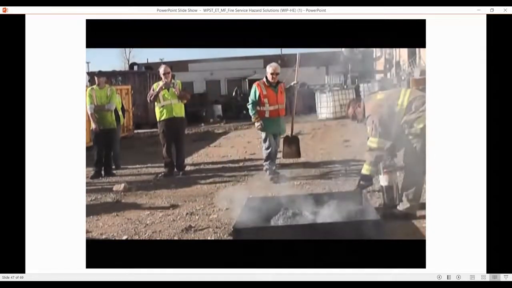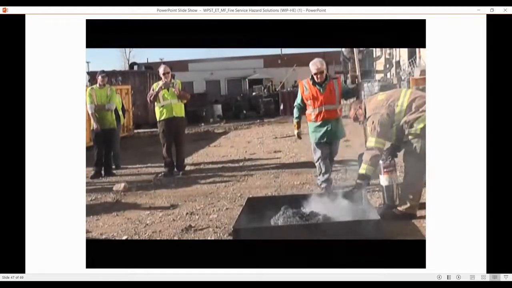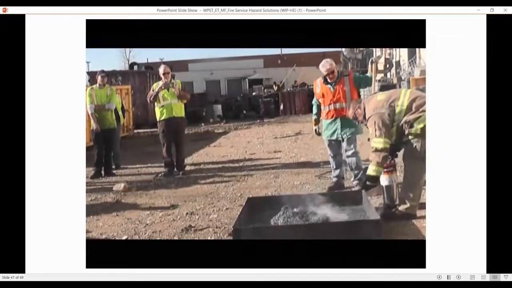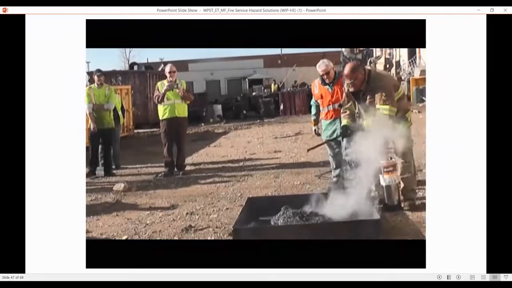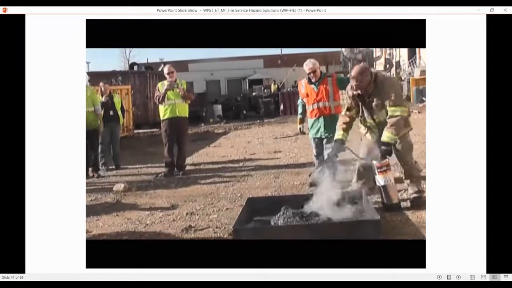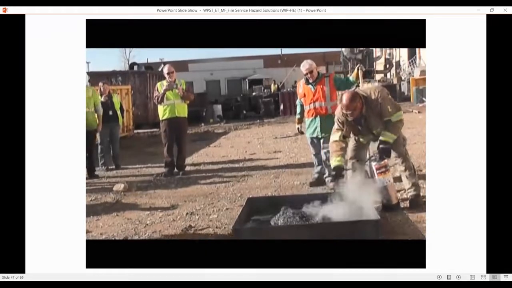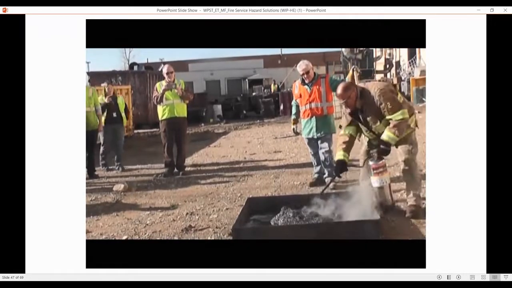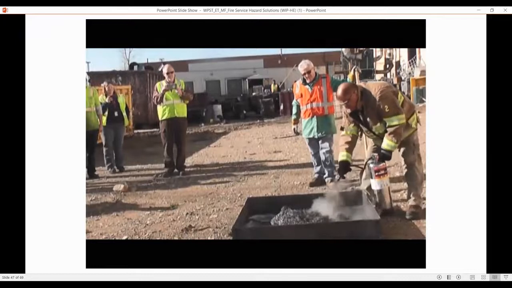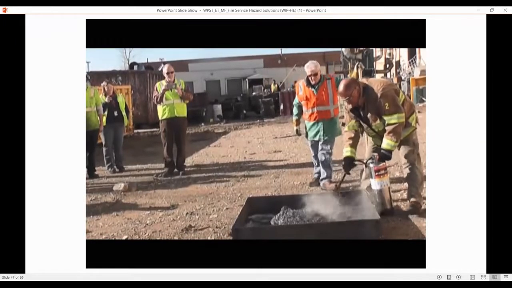Cooling that fire, not just coating it like we do with most Class D extinguishers. Here, we're actually removing the heat. We're cooling that fire and actually putting the fire out, not just smothering it with a powder and then allowing it to sit there covered until that material naturally cools.